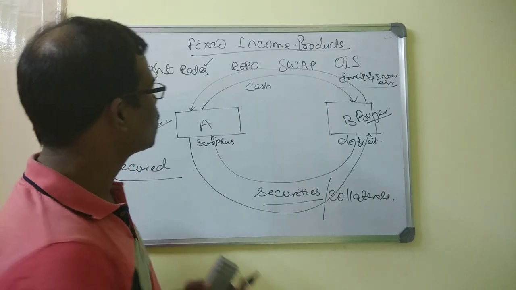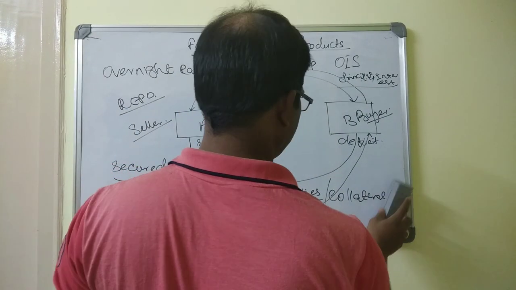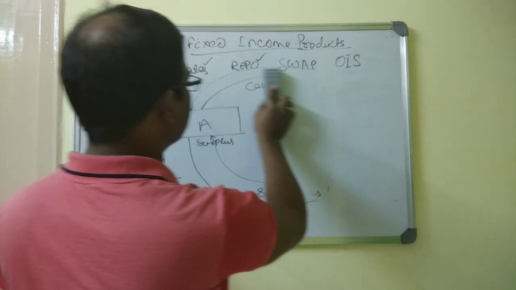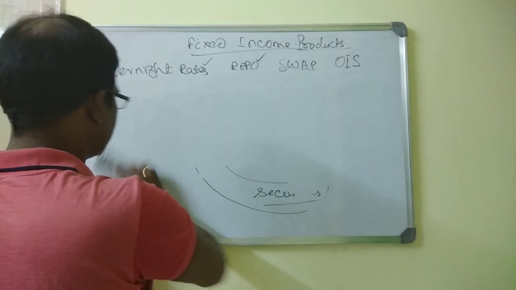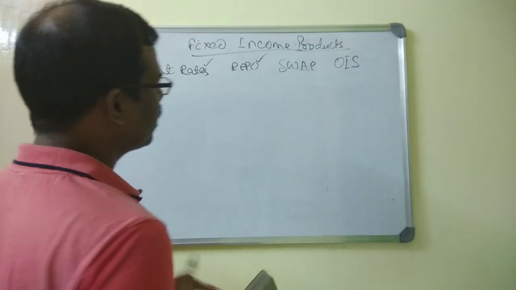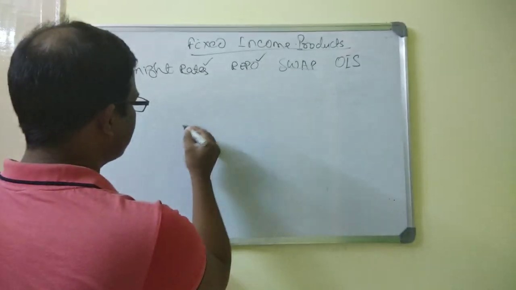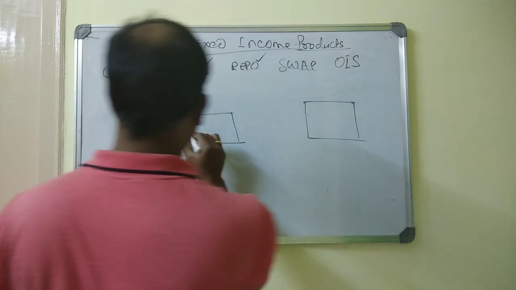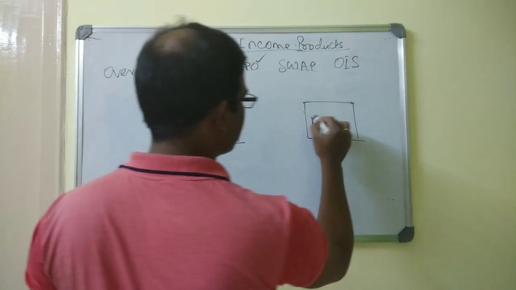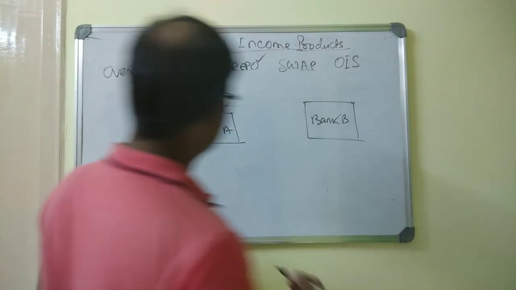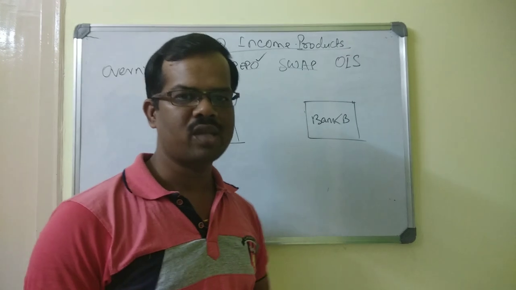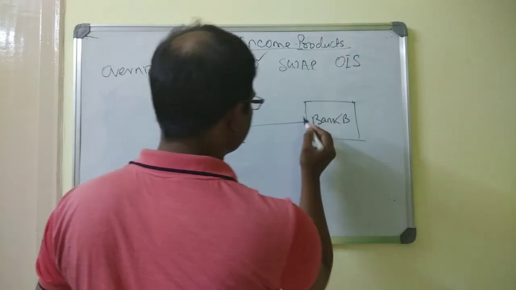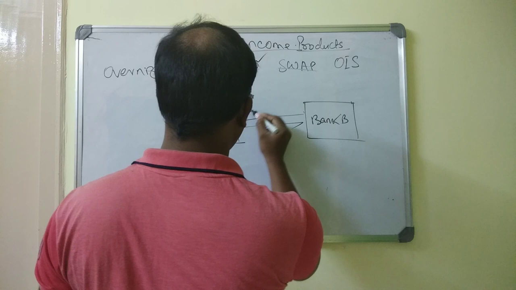Then comes the swap part. We will go to swap. In a swap, it's actually the same. It is between two different parties, let's say bank A and bank B. So swap is the exchange between two cash flows. Essentially, one side will be the fixed cash flow, the other side will be the floating cash flow. I will trade which side with what.